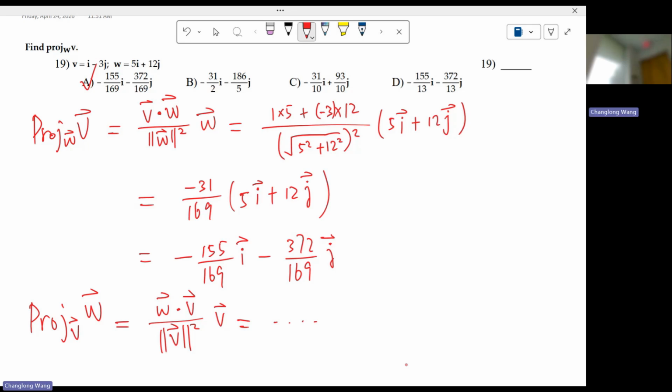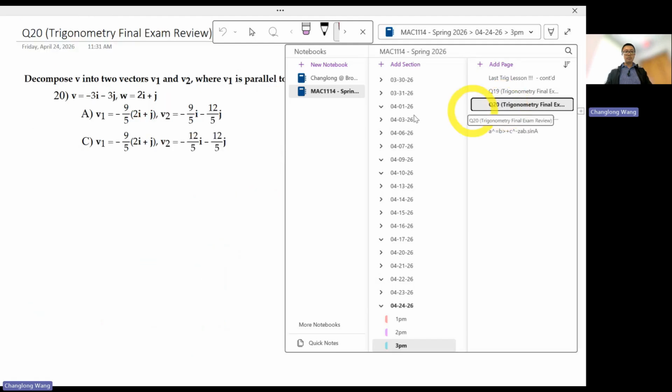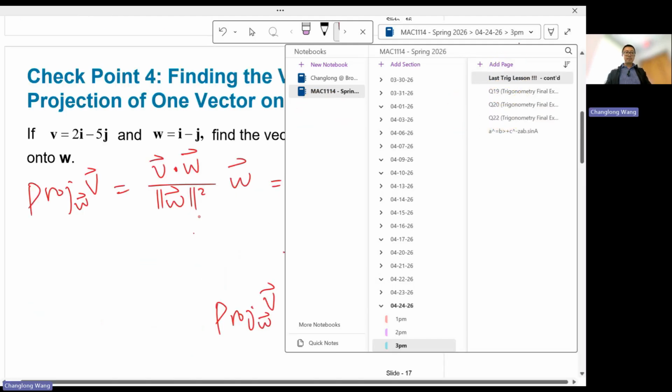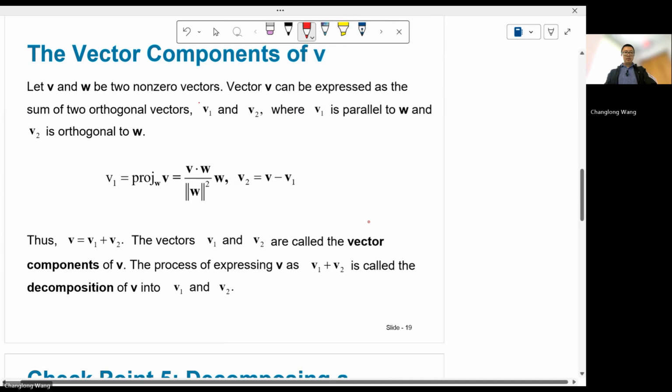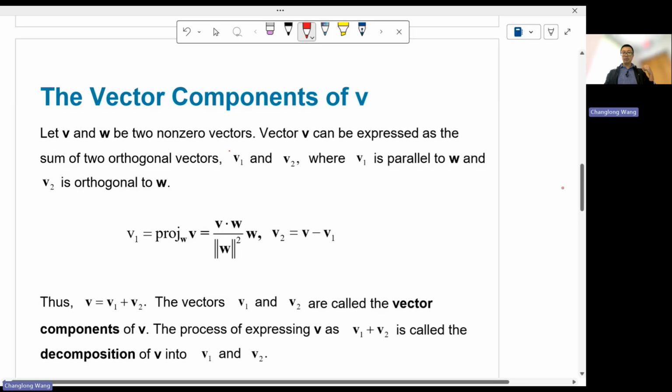They might say, find the projection of the W onto the V, okay? Or the projection of V onto the W. So the order matters. Now, coming back to, let's see, what's 20. Anyway, there'll be questions like I already showed you, right? But I'll come back to number 20.